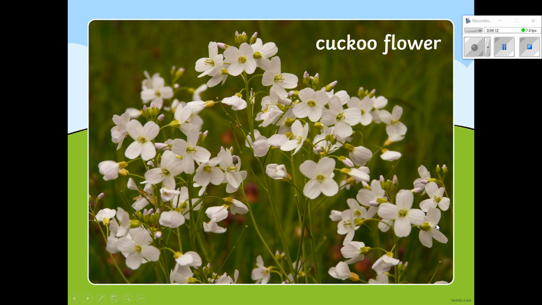This one is a cuckoo flower. Can you say that? Cuckoo flower, that's right. Again, pause the video and see if you can describe this flower.